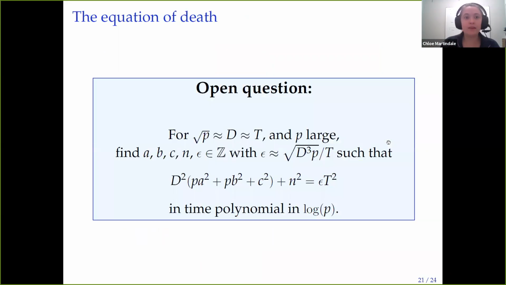So on the next page, here is what we've come to call the equation of death. This is the equation that you need to solve, and this is as precise as I could get it. For square root p about d about t, and p large, you want to find a, b, c, n, and epsilon in Z, with epsilon about the square root of d cubed times p over t, such that d squared times (pa squared plus pb squared plus c squared plus n squared) is epsilon t squared. And if you can solve that in polynomial time, then you can get this right-hand picture.